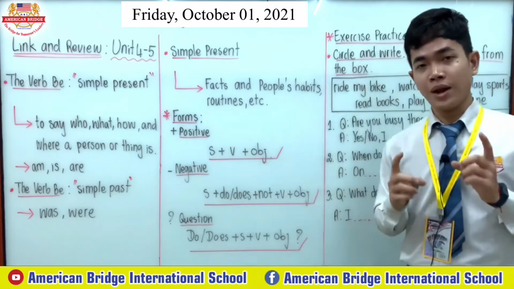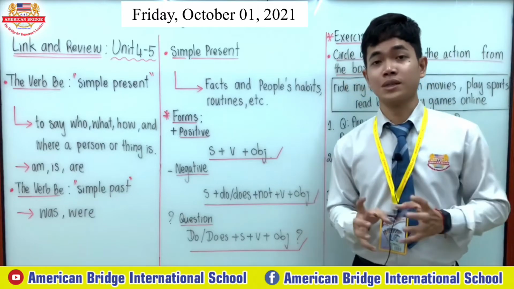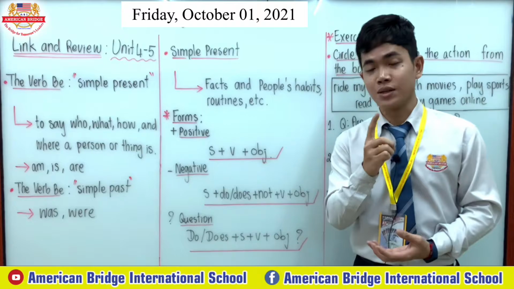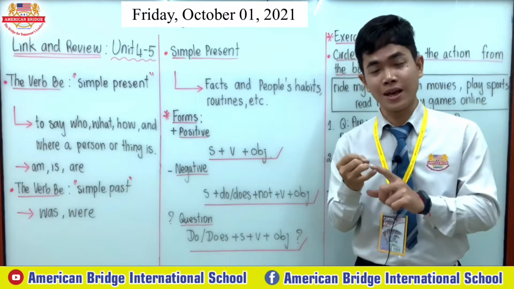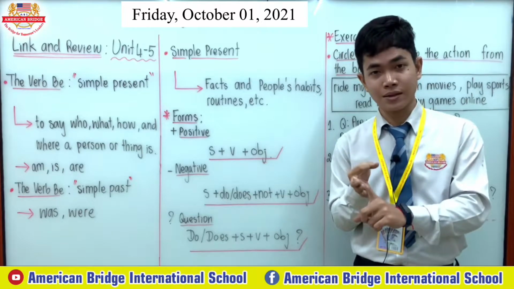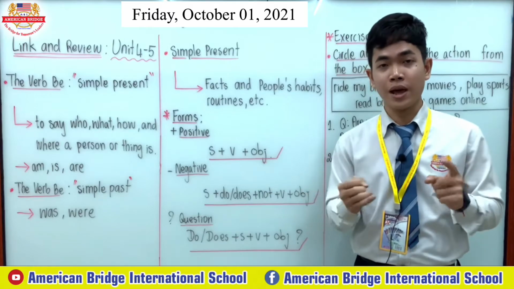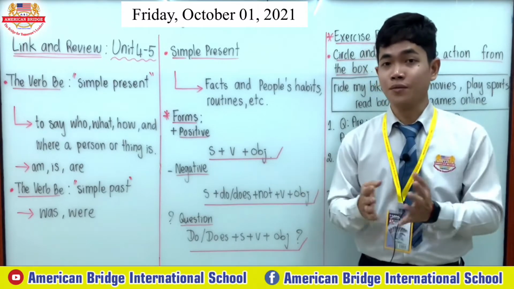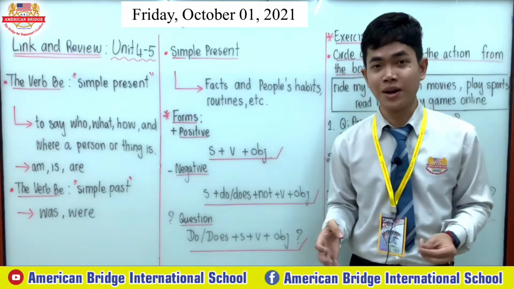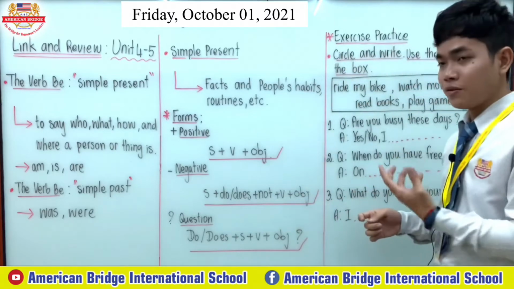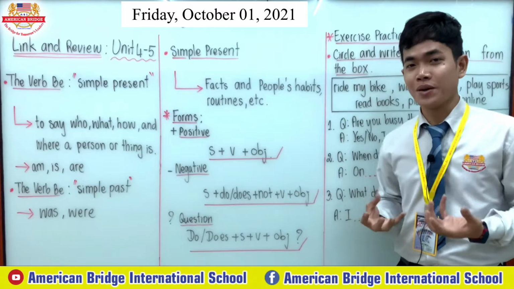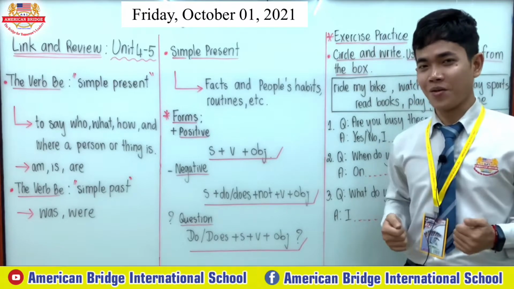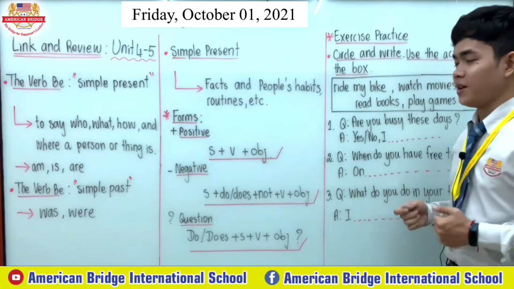Whenever you use a third person singular subject, remember the verb you need to change, you need to add s, es, or ies, okay? But for some verbs like do and go, they are what we call irregular verbs, right? I believe that you still remember what I have taught you so far, right? Okay, excellent everyone. So next is our negative form.